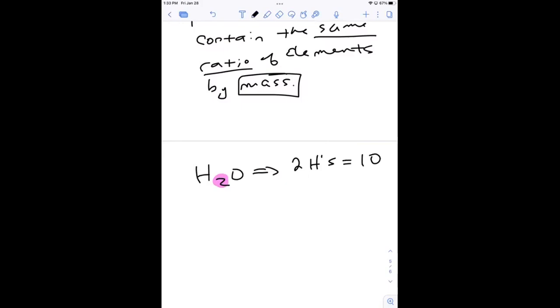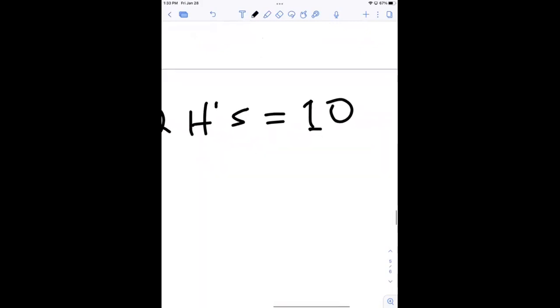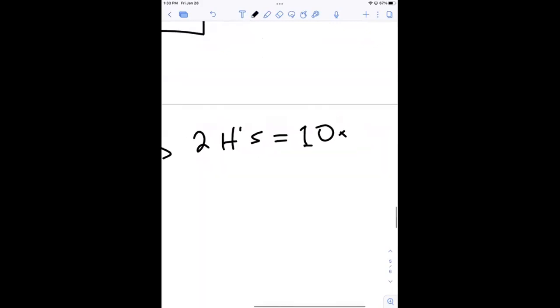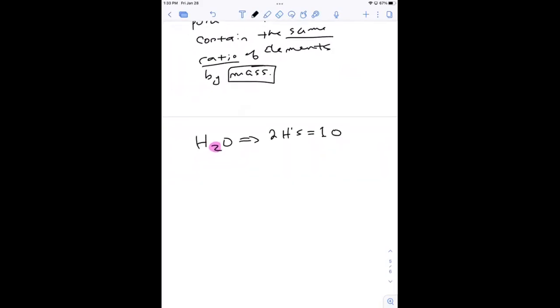That's not a 1. Let me fix my 1. I had to draw like a kindergarten 1. And I'll put a little X here. That's not the symbol for oxygen, by the way, but it's very difficult to distinguish between a 0 and an O when you're writing with your fingertip. All right, so 1 oxygen and 2 hydrogens.